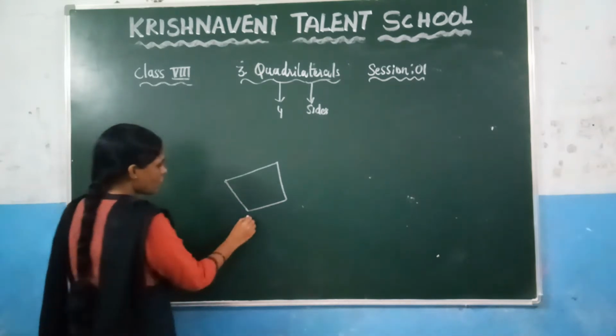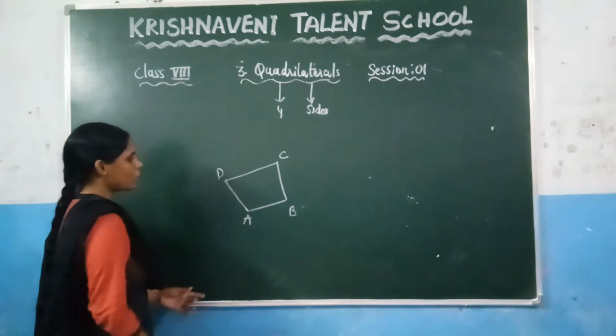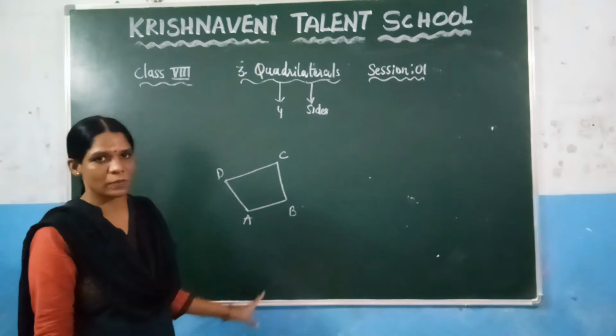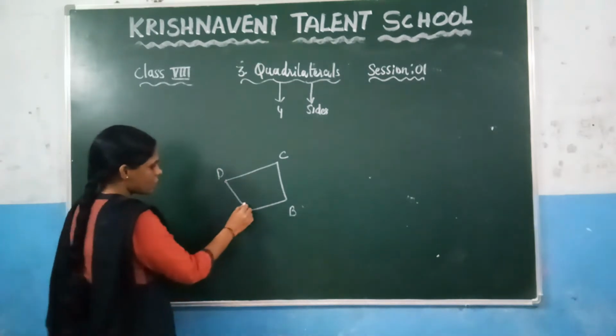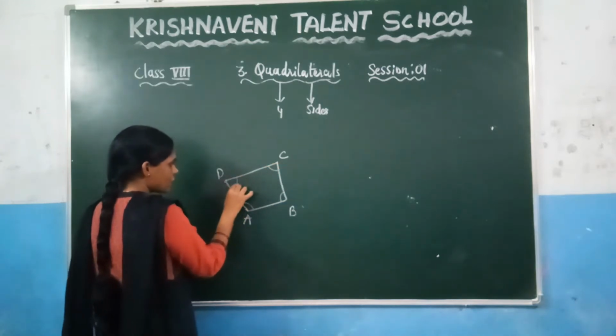Now mark these points here A, B, C, D. So in a quadrilateral, how many angles will be there? How many sides will be there? And how many diagonals will be there? Let us see it here. You can observe here, this is one angle and this is one angle. This is one angle and this is one angle.